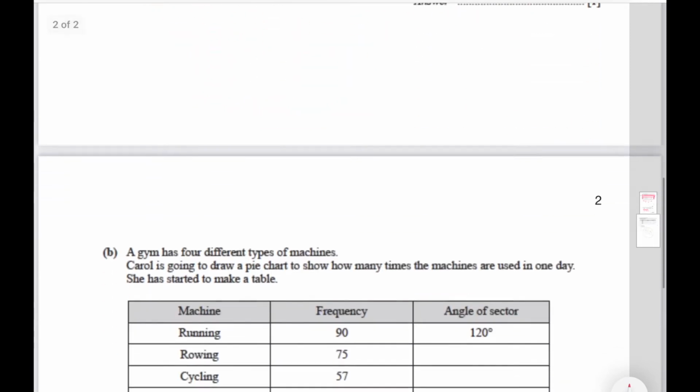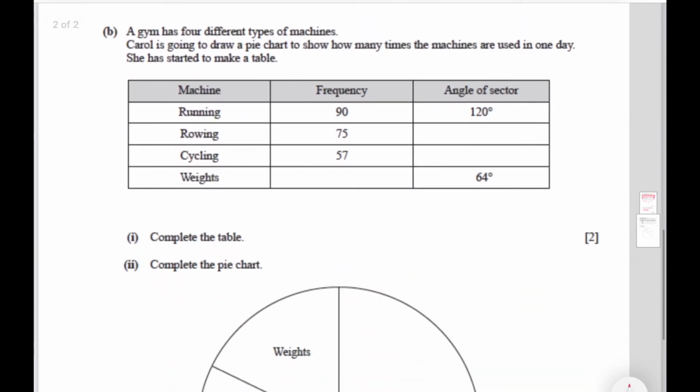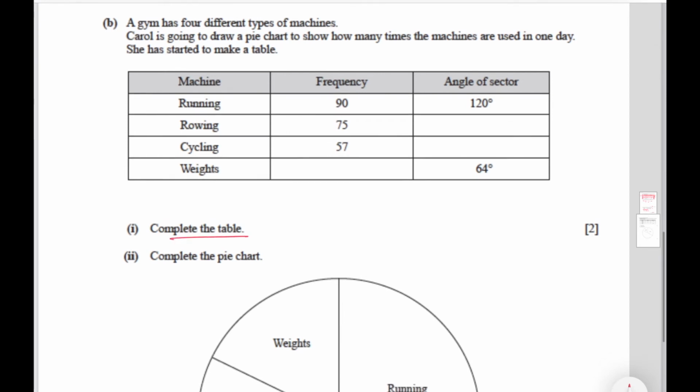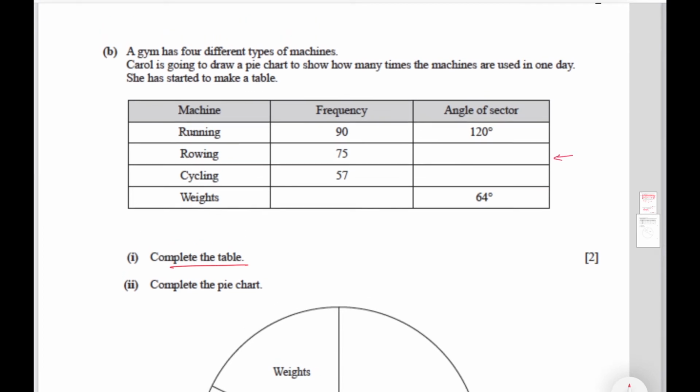Let's move on. The next part says, a gym has 4 different types of machines. Carol is going to draw a pie chart to show how many times the machines are used in one day. She has started to make a table. Okay, part 1 says complete the table. So in order to complete the table, we need to find this angle right here.